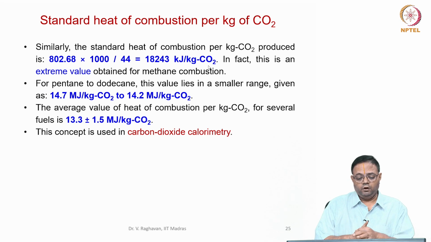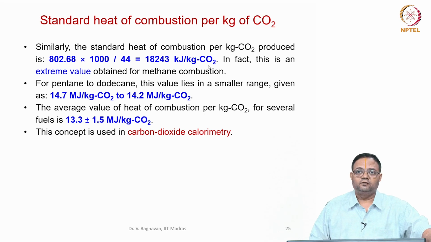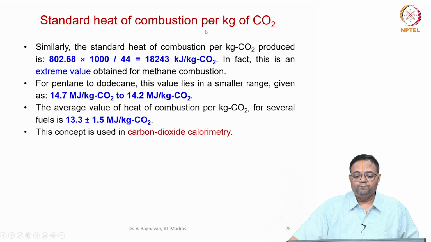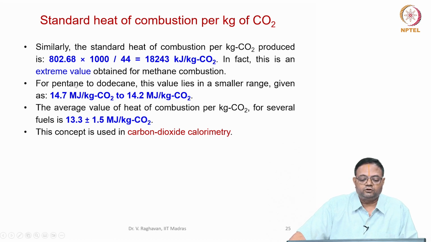But this methane combustion is going to give you an extreme value for the heat of combustion per kg of CO2. When you consider any other fuel, say from pentane, which is C5, to toluene, which is C7, the heat of combustion per kg of CO2 lies between 14.7 and 14.2. So, the average value is 13.3 plus or minus 1.5.